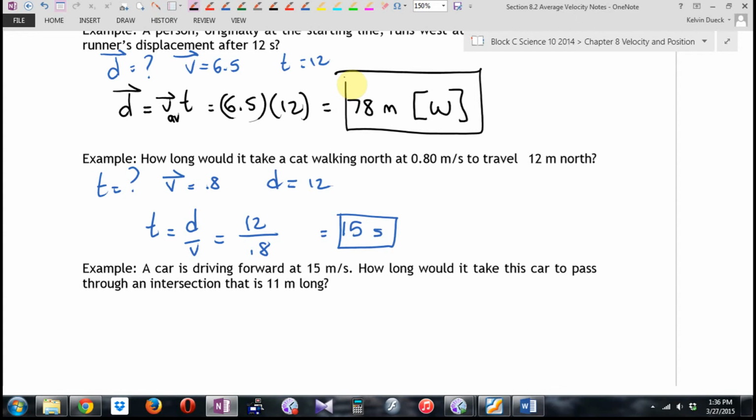15 what? Seconds. Remember we said at the end, units, double check, and then you can put a box around the answer if you want. I forgot to on the previous one, but I just did.